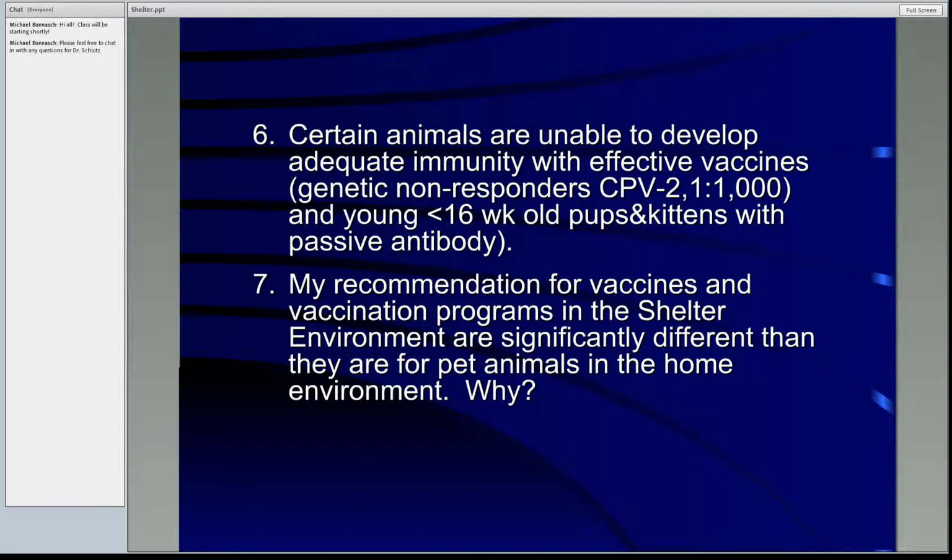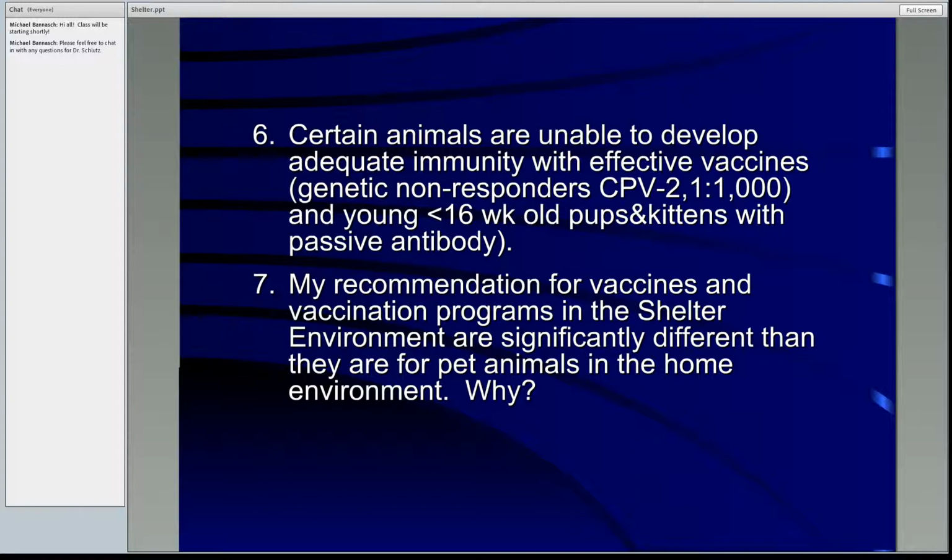We also, though, have to deal with young puppies and kittens, and that's the greatest risk. Those animals are at an age when they have maternal antibody, which can interfere with active immunization, but it can't prevent infection. So that's a group of animals, those young animals, that are going to be at very high risk in a shelter environment.